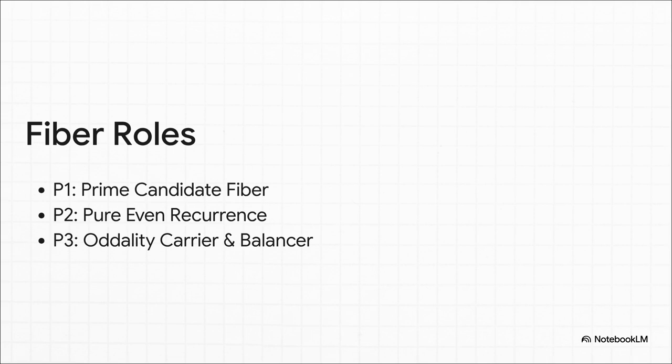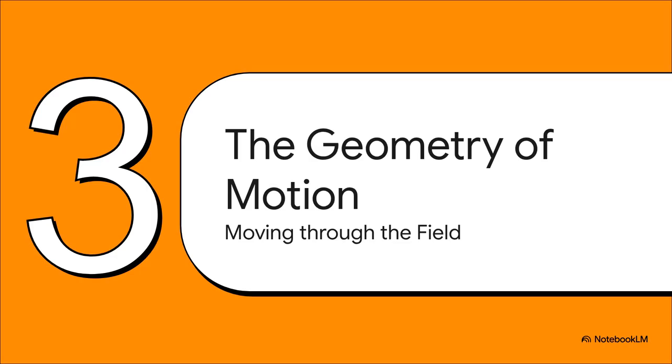But P3 is arguably the most fascinating of the bunch. It's the odd parity carrier, and secretly, it holds this crucial seam at the number 15. We're going to see in just a minute how this hidden seam acts as the ultimate grand balancer for the whole system. Okay, next up, the geometry of motion.